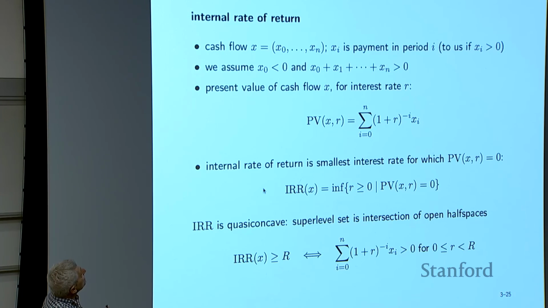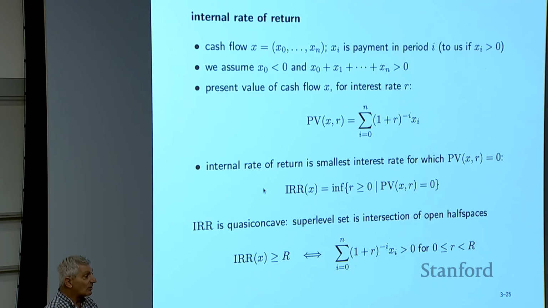Okay, and we're going to assume, just to make the definition simple, that x0 is less than 0. That means the first cash flow is something we pay, we invest, right? Because it's a negative cash flow to us, it means we're investing, x0. Then we don't assume that the signs of x1 through xn are positive.